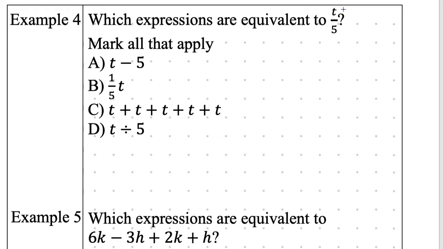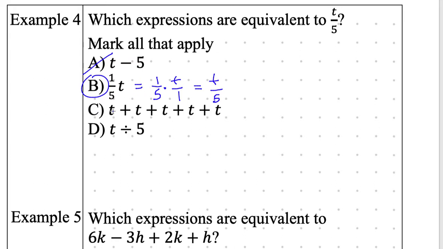Alright, so t divided by 5. T minus 5 and t divided by 5, that is not the same thing, so it cannot be A. Subtraction and division are separate operations. 1/5 t. Well, this is correct because this is the same thing as t divided by 5. Another way of thinking about it is this is 1/5 times t over 1, because t is the same thing as t over 1. Multiply the tops, that is t, multiply the bottoms, that is 5, t over 5. So these two are indeed the same.